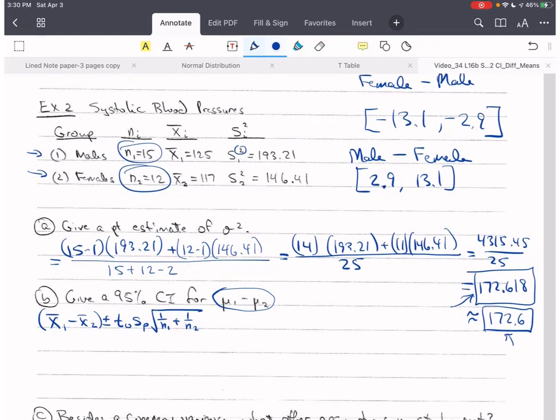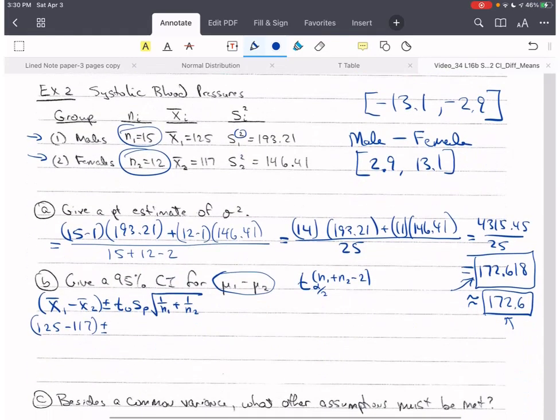And x bar 1 is 125, minus 117, which is x bar 2, plus or minus. Now I need t naught. Okay, so t naught, so t sub alpha over 2, and it's n1 plus n2 minus 2 degrees of freedom. Now we asked for a 95% confidence interval, so this is equal to t of 0.025 and 25. See, our degrees of freedom are right there.